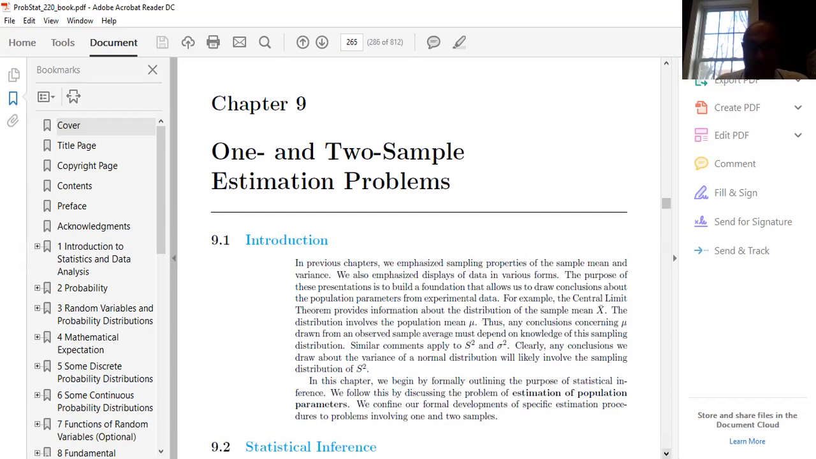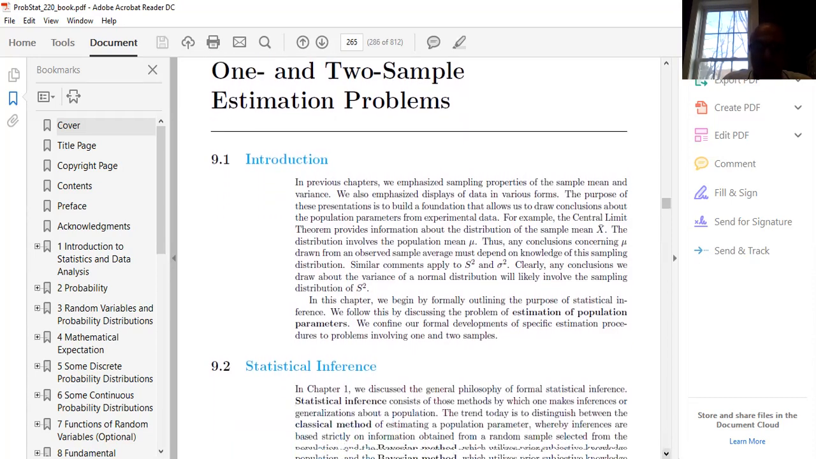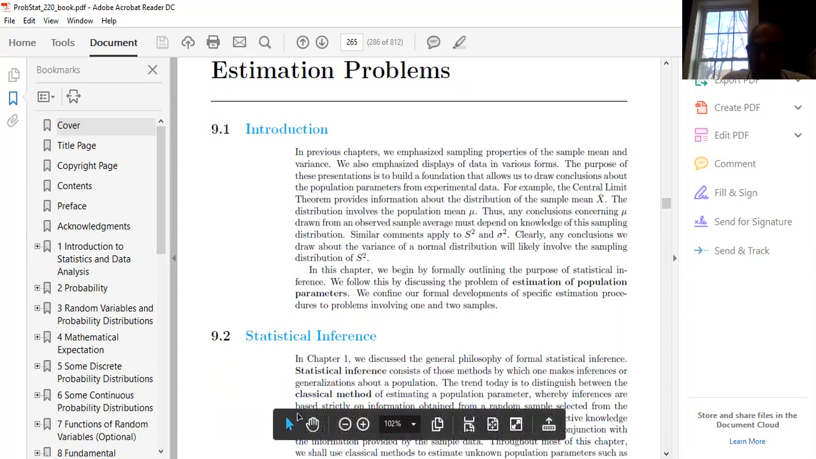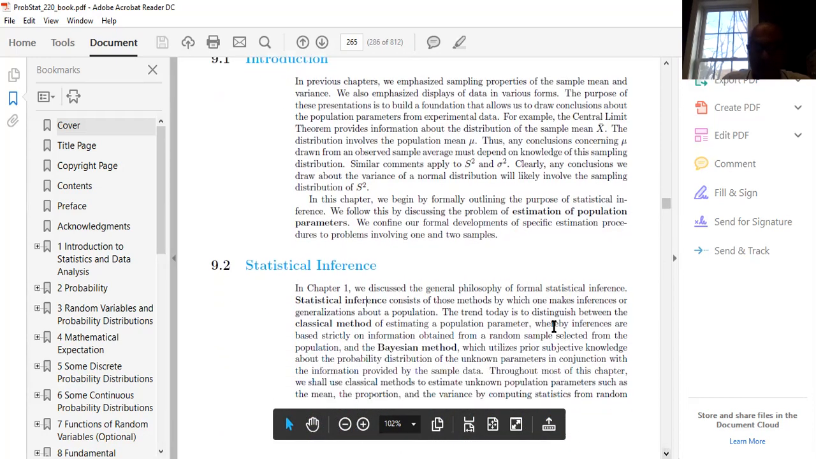Here in this chapter, we are going to see the purpose of statistical inference, how we are going to take care of the formally outlined purpose of statistical inference. We follow this by discussing the problem of estimation of population parameters. There are two types of estimation of population parameters. The first one is the classical method, and the second one is the Bayesian estimation or Bayesian method.